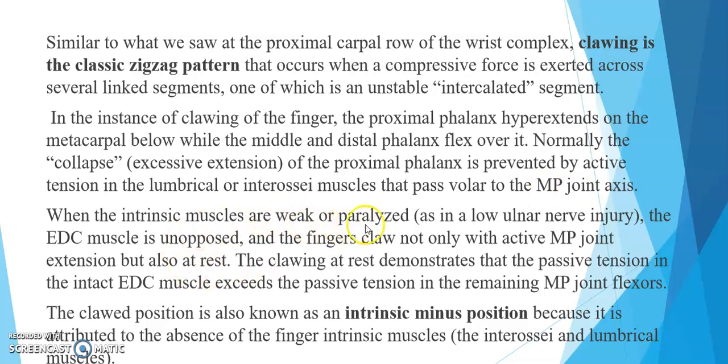When the intrinsic muscles are weak or paralyzed, as in low ulnar nerve injury, the EDC muscle is unopposed, and the fingers claw not only with active MCP joint extension but whenever the hand is at rest. The clawing at rest demonstrates the passive tension in the intact EDC muscle exceeding the passive tension in the remaining MCP joint flexors, even in lower ulnar nerve injury. The clawed position is also known as the intrinsic minus position because the intrinsic muscles are absent.